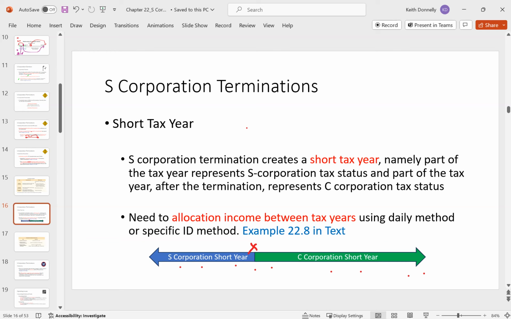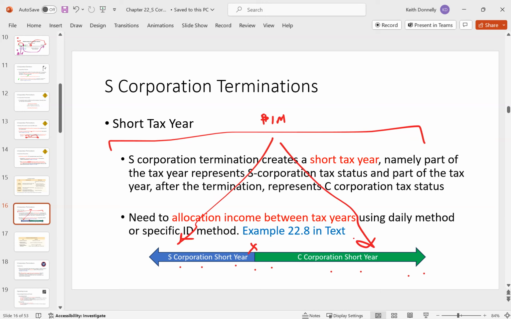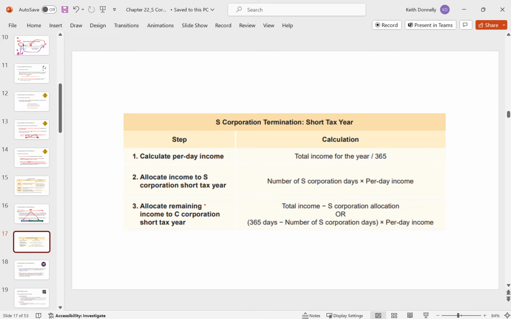So how does this work if for the whole year, let's just say we had $1 million of income? Well, we're going to have to allocate the income, some of it for the S Corp year and some of it for the C Corp year. How we do that is this setup here. There's going to be 3 steps. Step 1, we calculate the per day income. Step 2, we allocate the income to the S Corp year. In step 3, we allocate the remaining income to the C Corp year.